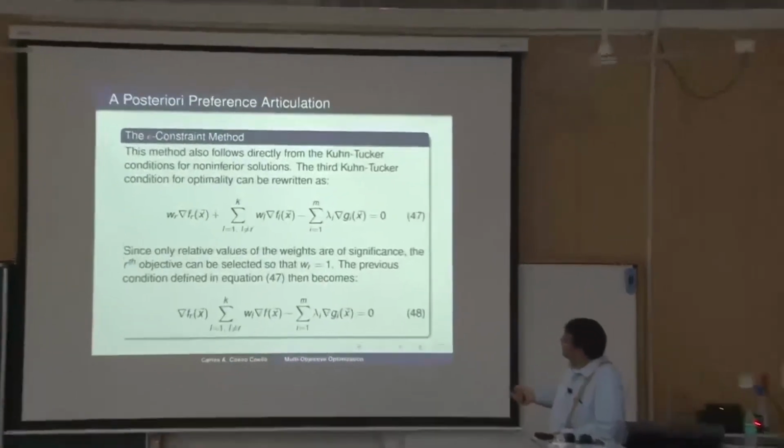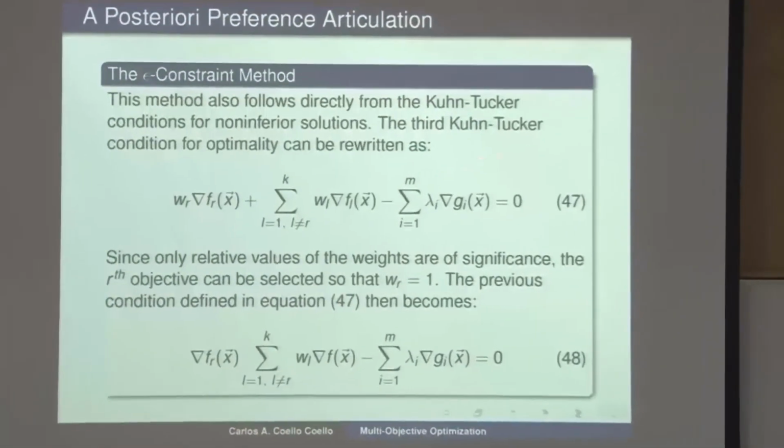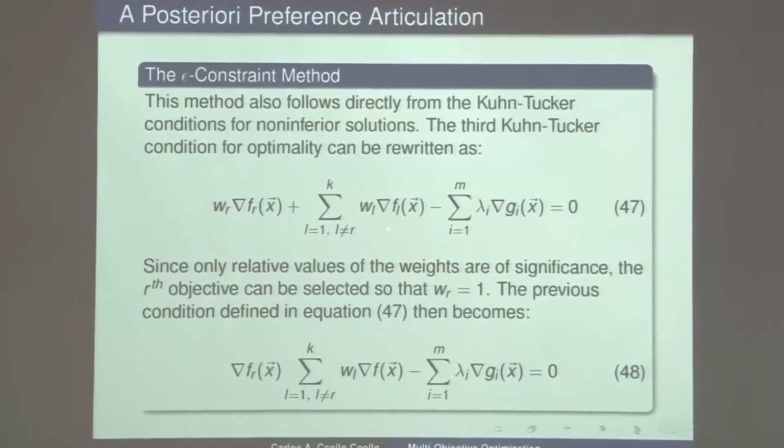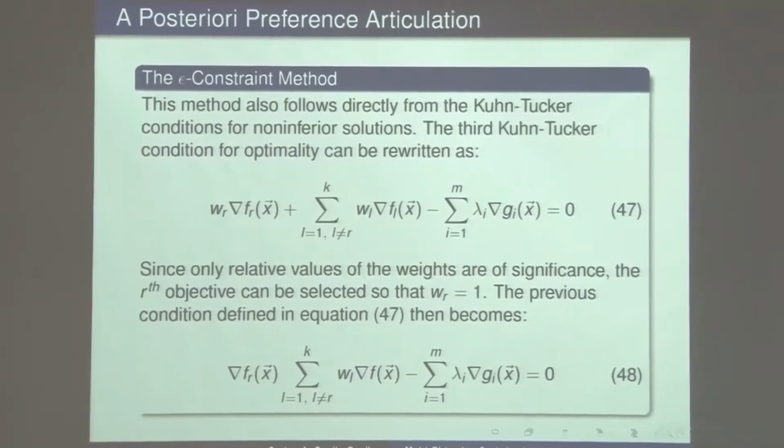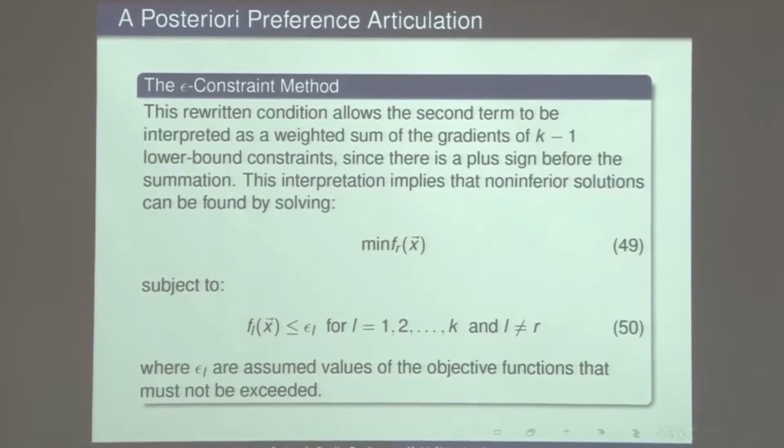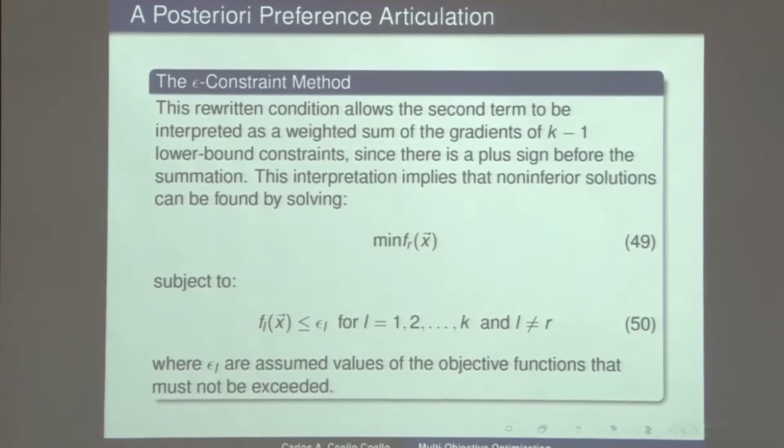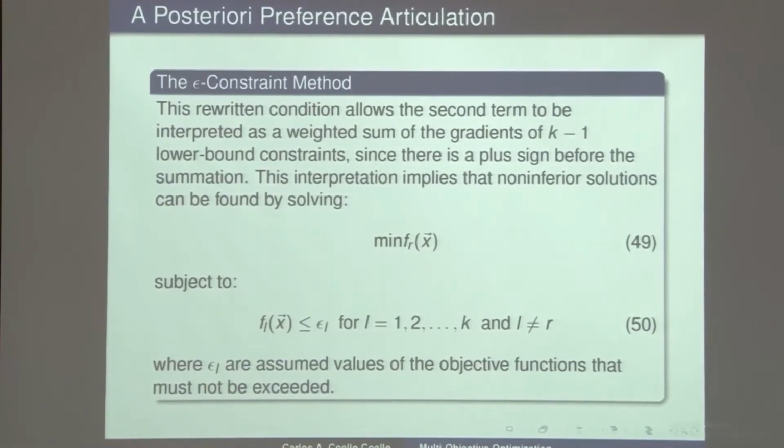So the epsilon constraint can also be derived from the third Kohn-Tucker condition for optimality. I won't get into the details on how this works, but this is a very interesting method. Basically, what we do in this case is assuming that we can bound the Pareto front, we're going to minimize one objective while keeping the second objective as a constraint.